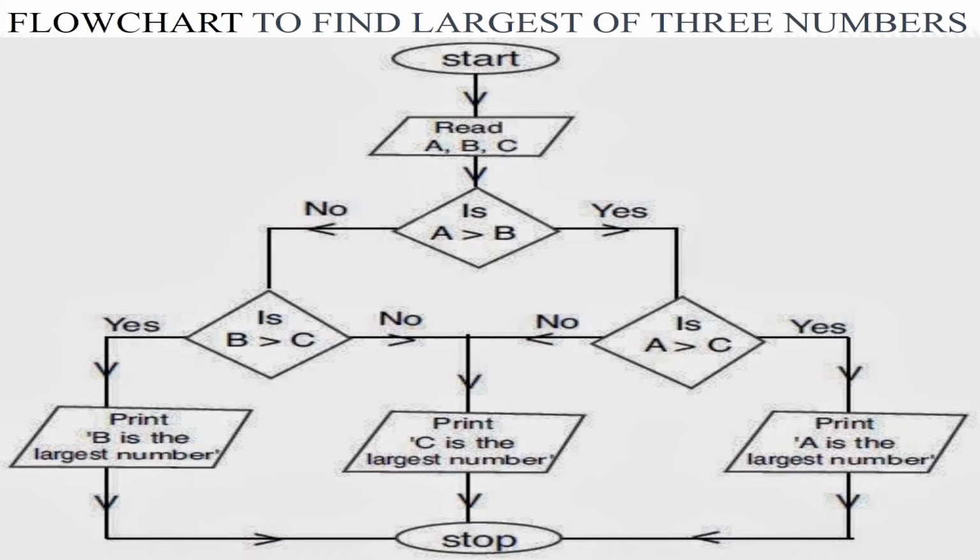If a decision is reached that B is greater than C, then print B, which now becomes the largest number, and processing is stopped.